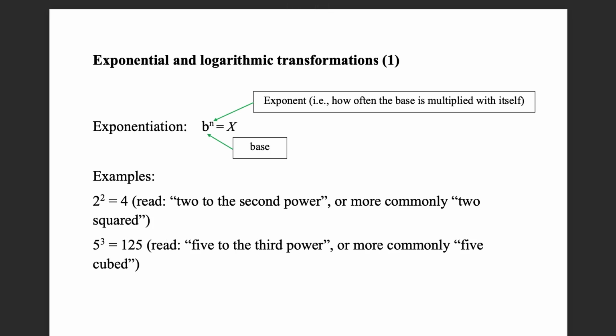Maybe some of you figured it out. It's 125. Why is it 125? Well, 5 to the power of 3 means you're saying 5 times 5 times 5. So 5, that's the first one, times 5, that's the second one, times 5, that's the third one. Well, 5 times 5 is 25, and 25 times 5 is 125. So 5 to the third power works out to 125.